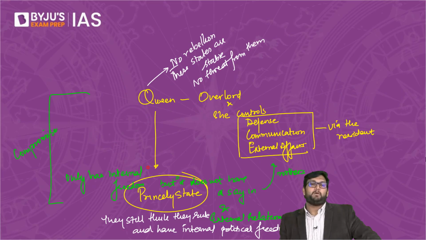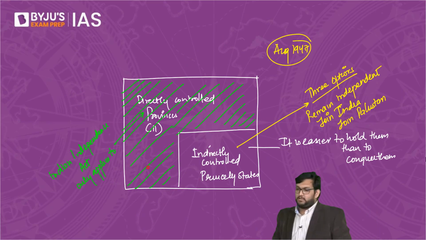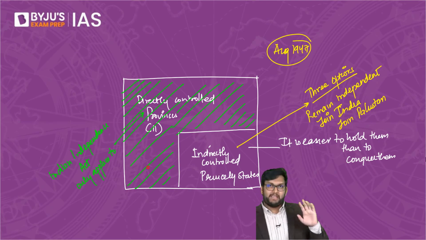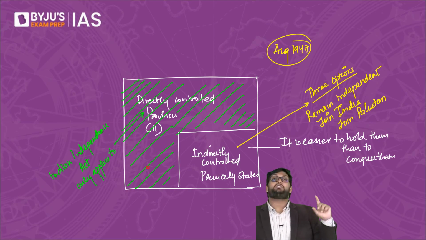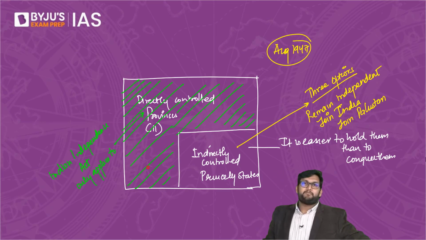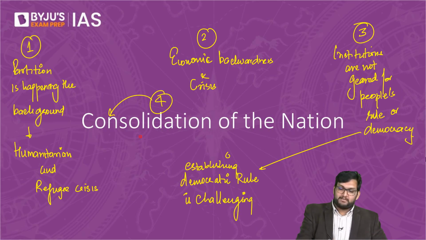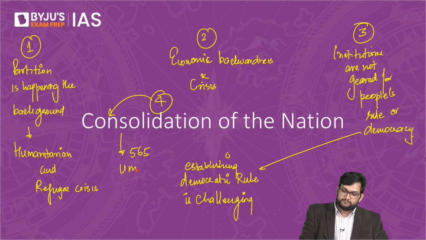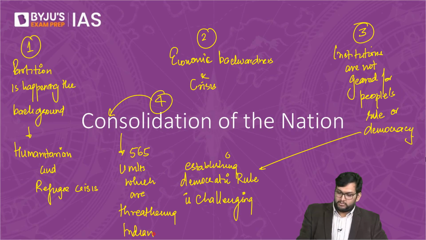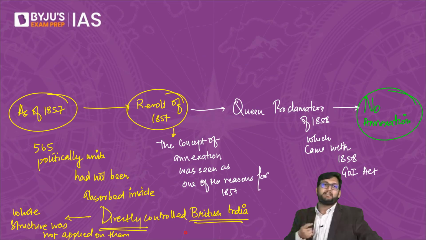Please understand this point, that the princely state concept is a danger to Indian unity. Now, are we able to understand why it is called consolidation of a nation? So among the things which I told you India had, this is the fourth issue: there are 565 units which are threatening Indian unity. Now, if you understand this concept, then I tell you how we were able to conquer it and how we were able to control it.